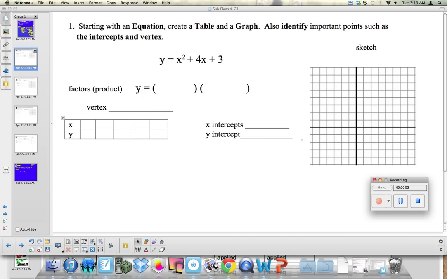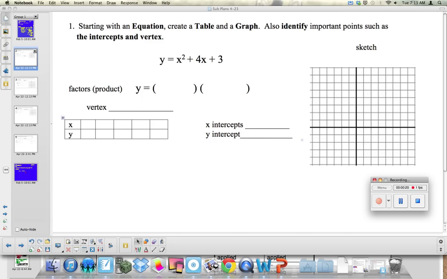Hey guys, this is just a quick review of how to do these problems with quadratics. This is an important review. It reviews a lot of skills, and I think many of you can do really well with this if you just listen to a few reminders that I'm going to give you now.